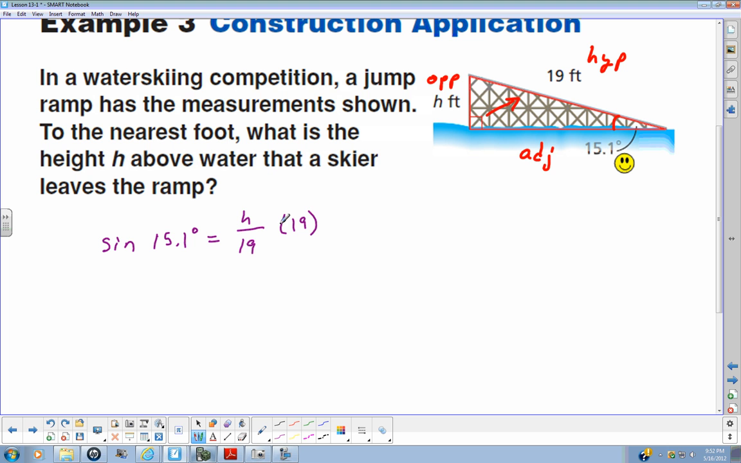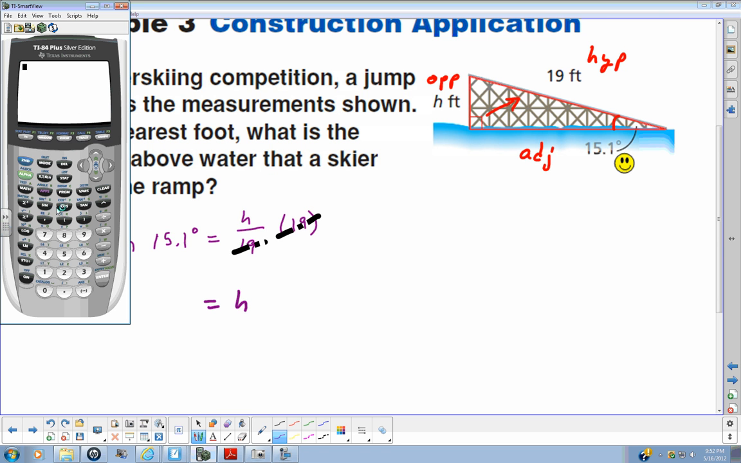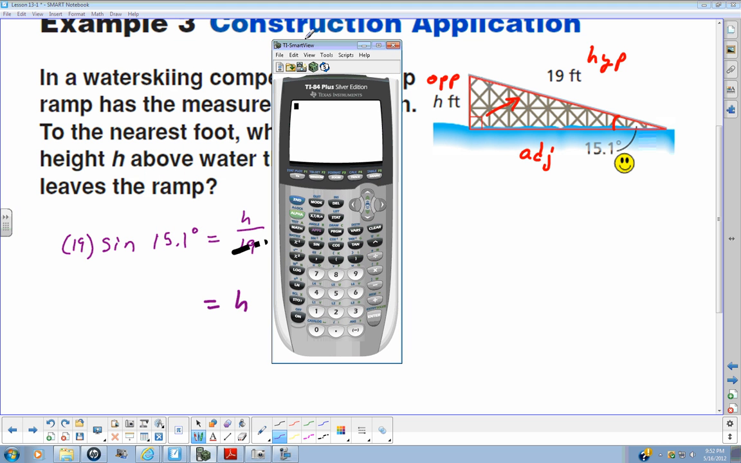Since we're trying to find the numerator of this fraction, we're going to multiply both sides by the denominator, by 19, which will then cancel these two out. So we're left with H on the right-hand side. And then I'll take my calculator and just type in 19 times the sine of 15.1.